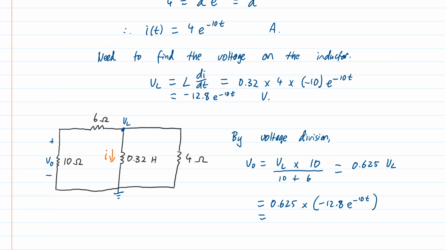And we can combine our numbers. So that's 12.8 times 0.625, which is minus 8 e to the minus 10t. And that one has units of volts. So that is our final answer for part A of this question, which was to find the voltage.